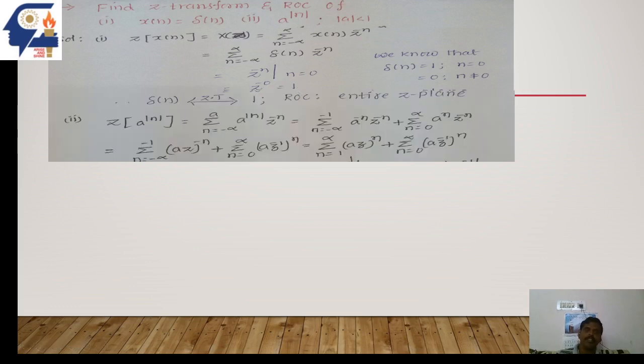What about the ROC? ROC is the entire Z plane. It depends upon n equal to 0 only, whether you take the left side or the right side. So ROC is the entire Z plane for the impulse.